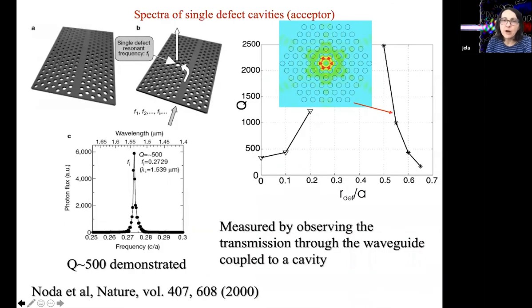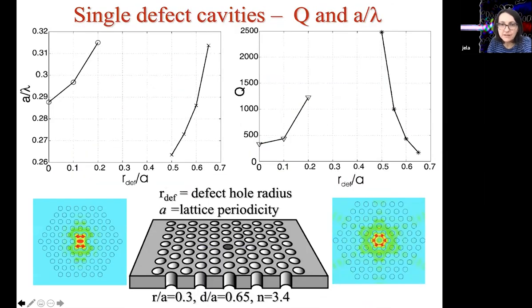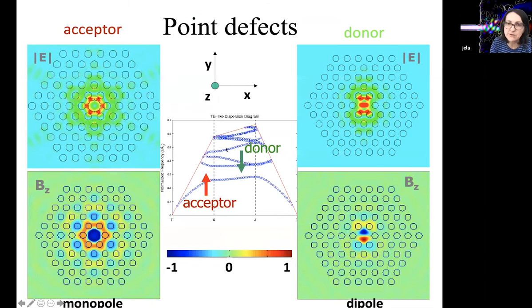So if you go back to our band structure diagram, maybe that's another way to see what's going on. Where would a cavity be on this band diagram? How would you plot it? Can you plot it? Any thoughts? I mean, it would be at a certain frequency, right? But what about K? Where is it in K space?